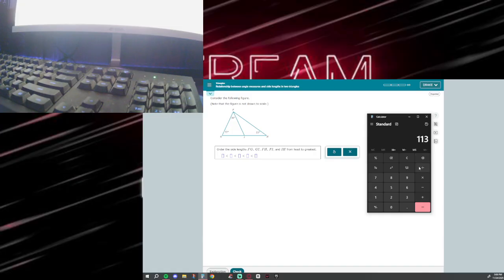Let me make sure I'm doing this correctly. Yeah, 77 plus 36 equals 113. So this angle right here is 113. I like to write down what I'm doing. First I draw a triangle with the angles that are already there on it, 15, and then the 113 we added. I also like putting the letters on it. It just makes it a lot easier.